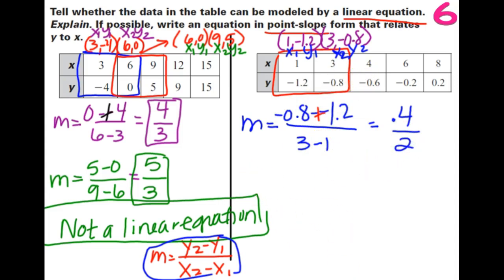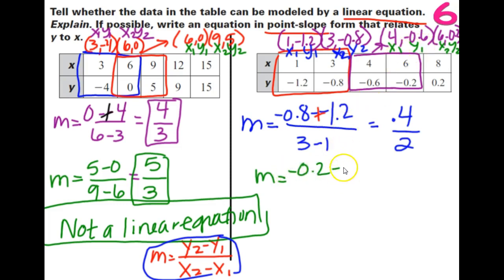If we solve the next one, I'm just going to pick two other points. I'm going to pick these two. It shouldn't matter which two you pick, they should form a nice straight line. This point is 4, negative 0.6, and this one is 6, negative 0.2. So this is xy first point, xy second point, and we're going to plug them in. So y2, which is negative 0.2, minus y1, which is negative 0.6. Those make a positive. And then on the bottom, x2 minus x1, which is 4.